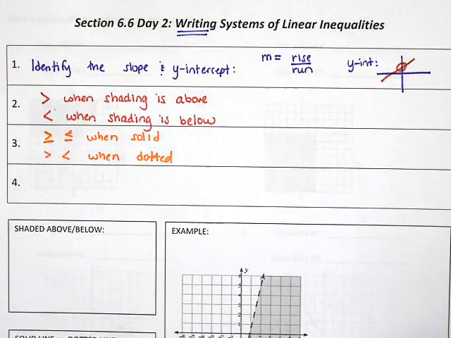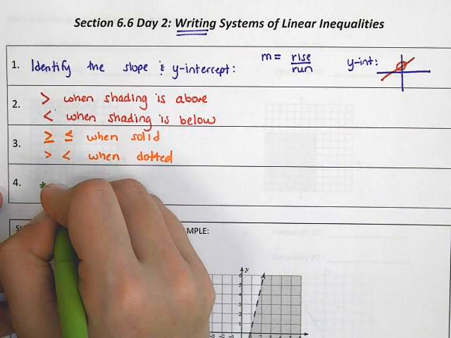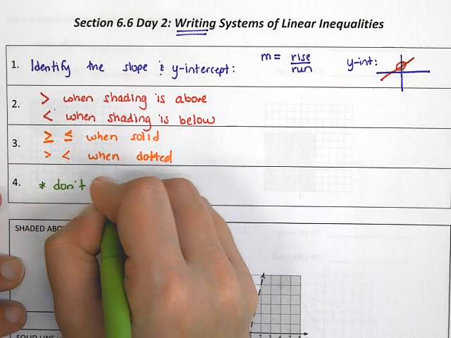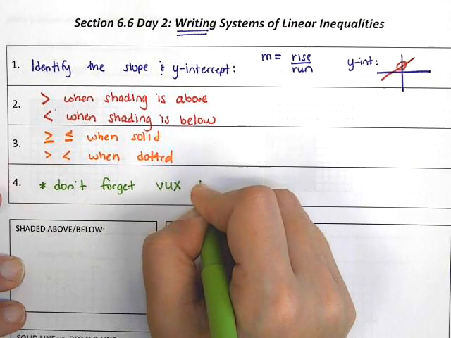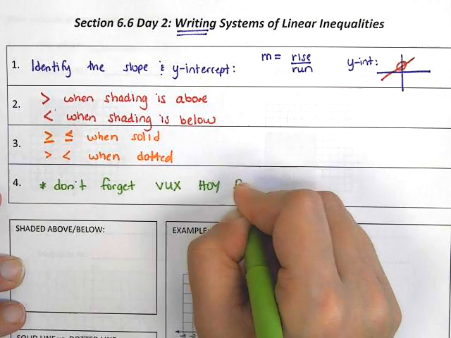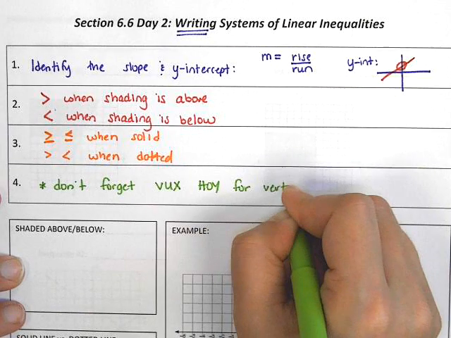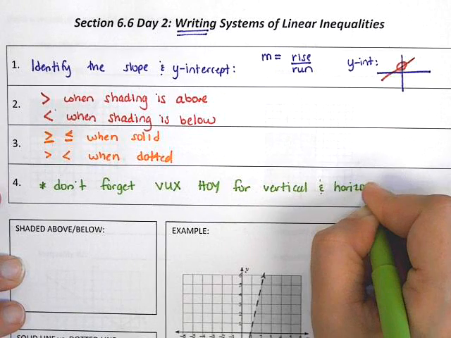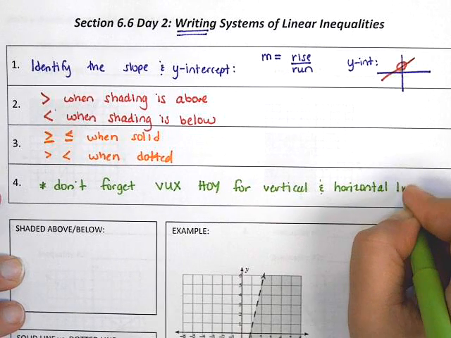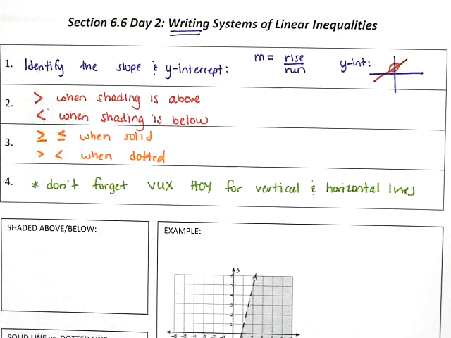Last but not least, don't forget about x equals and y equals, for vertical and horizontal lines. So, let's try an example where there is only one line graphed in the problem.